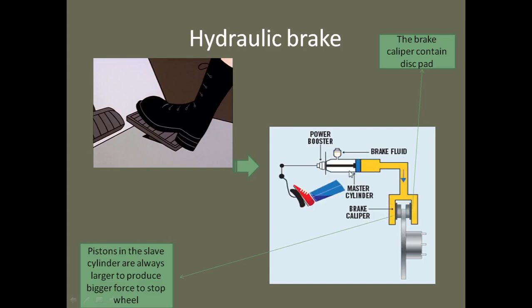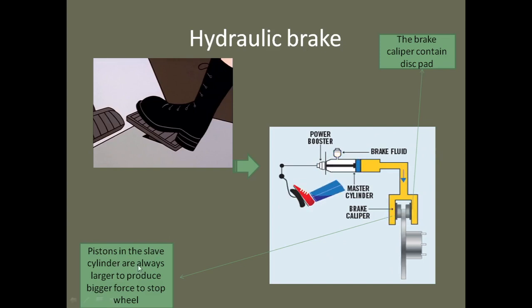Once you press the brake, pressure is exerted on the liquid and it's transmitted throughout to the brake calipers on this side. The brake calipers hold the slave cylinder. The slave cylinder is where you have the slave pistons that can move apart. The brake pistons are attached to the disc pad that can grip on the wheel and stop it from moving. I hope it's clear.